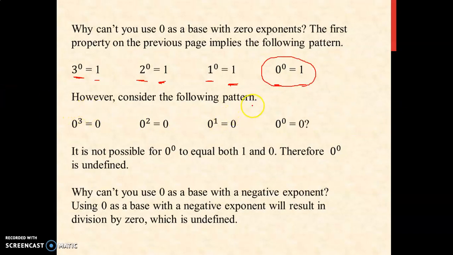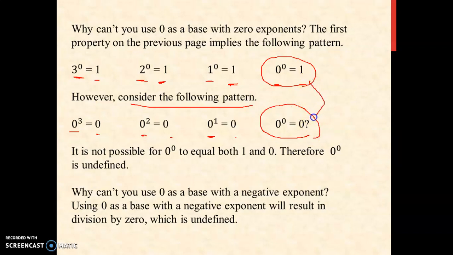However, consider the following pattern. Okay? 3 raised to 0 is equal to 1. 2 raised to 0 is equal to 1. 1 raised to 0 is equal to 1. 0 raised to 0 is equal to 1. We're going to concentrate on this one. Okay? 0 raised to 3 is equal to 0 because the base is 0. 0 raised to 2 is 0. 0 raised to 1 is 0. How about 0 raised to 0? Is that equal to 0?